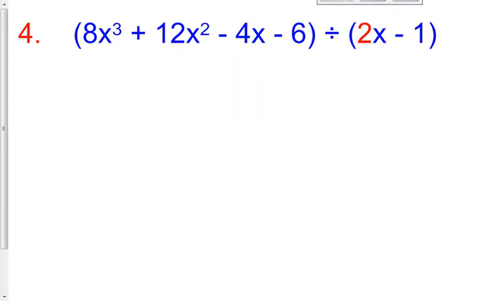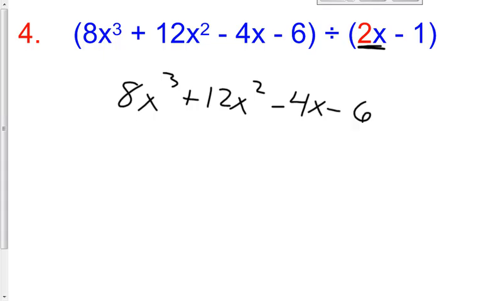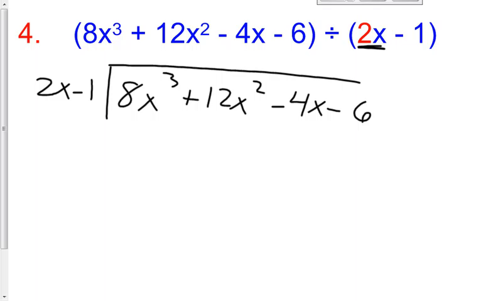Here comes number 4. Now this time we're going to have a coefficient other than 1 in front of my x term, but you're going to do the exact same thing. The process remains the same. 8x cubed plus 12x squared minus 4x minus 6, and that divided by 2x minus 1. So now we're going to ask ourselves the question, 2x times what is 8x cubed? Well, that's going to be 4x squared.